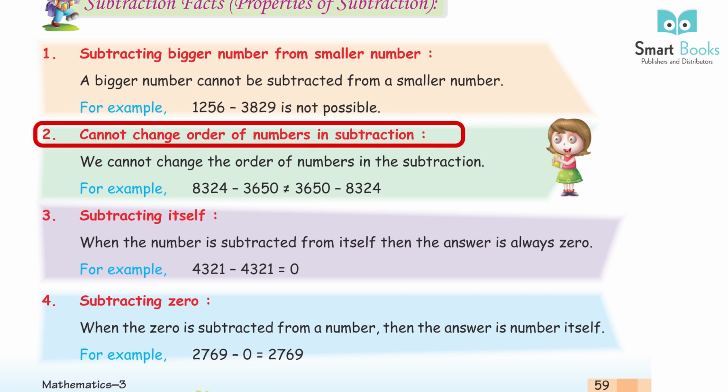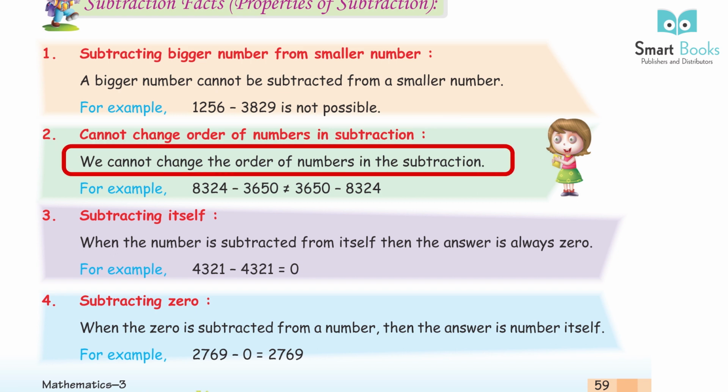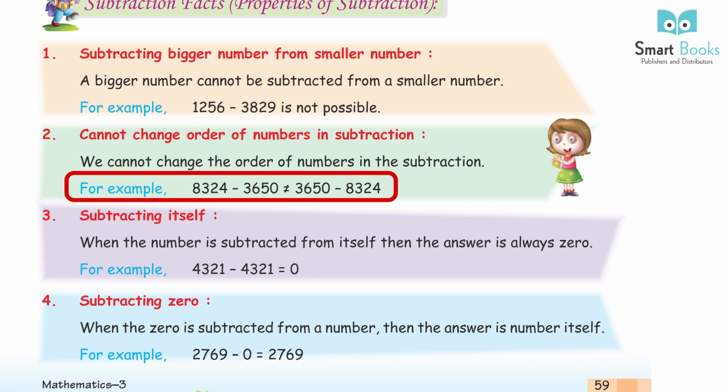2. Cannot change order of numbers in subtraction. We cannot change the order of numbers in the subtraction. For example, 8324 minus 3650 is not equal to 3650 minus 8324.